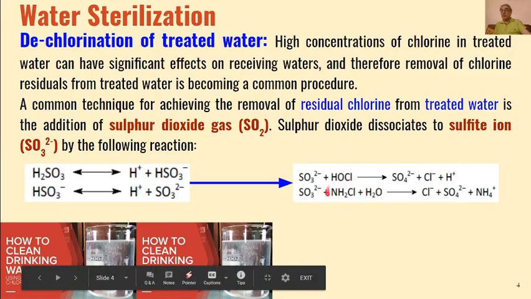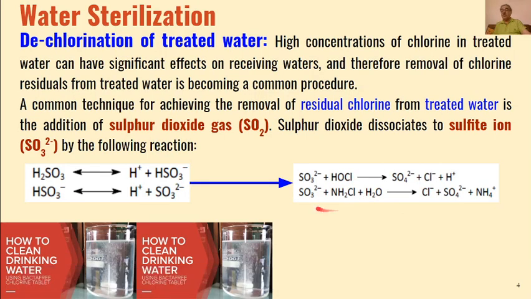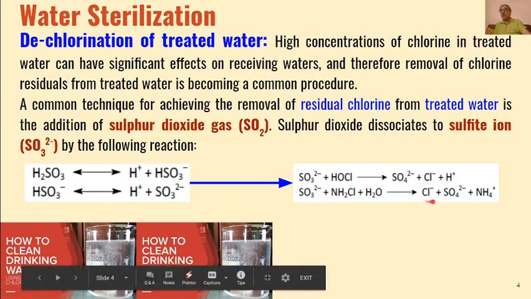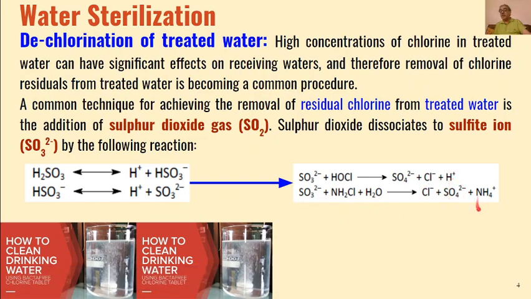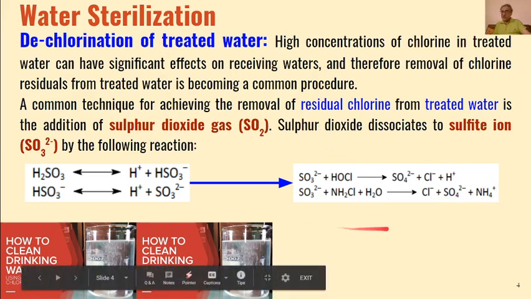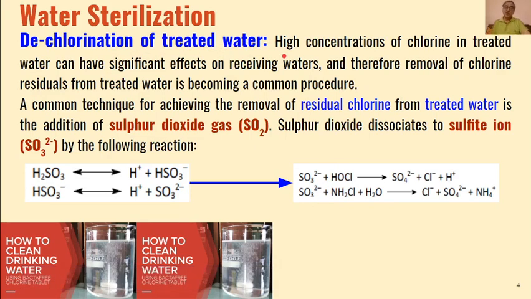Similarly, the monochloramines, if they have been formed, will also react with sulfite ions, and we will get chloride ions, sulfate ions, and ammonium ions. So this is how the excess chlorine products will be neutralized by sulfite ions, and dechlorination of the treated water will take place.